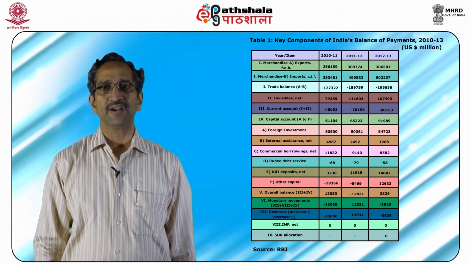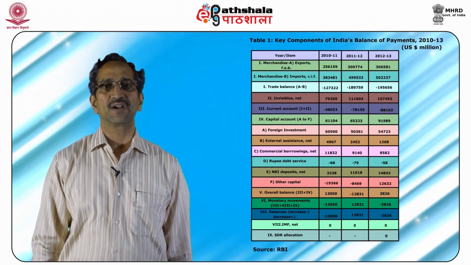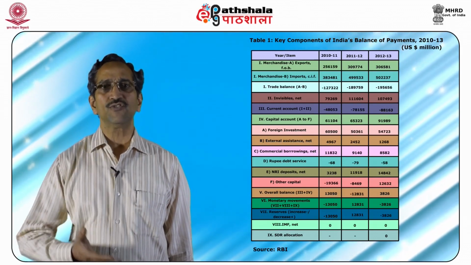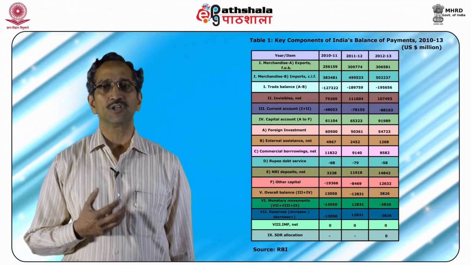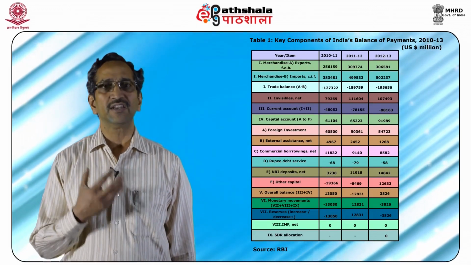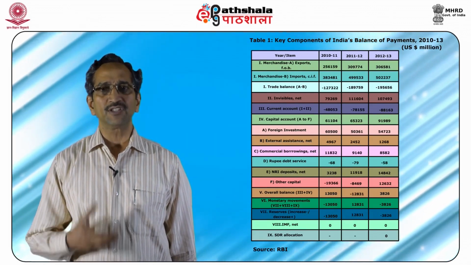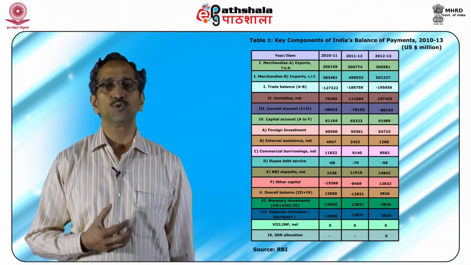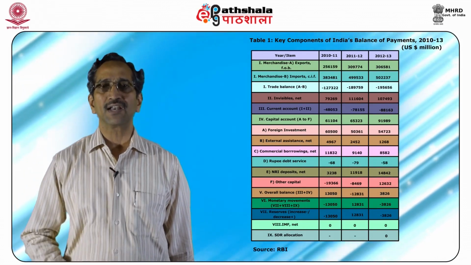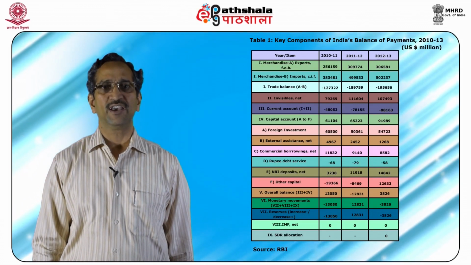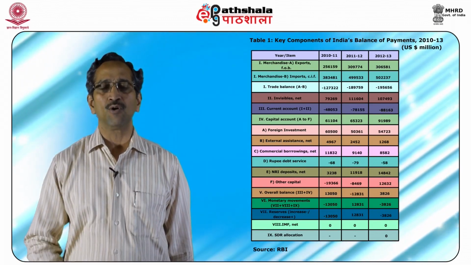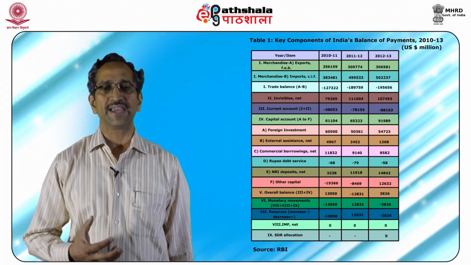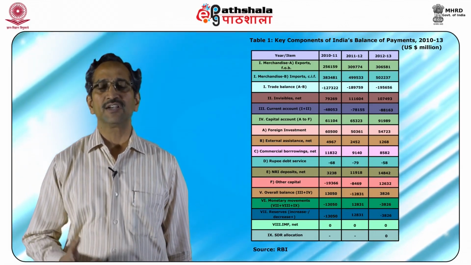The overall balance of payments is the sum of current and capital account, which is item 5 in our table 1. As we can see from this table, it is positive in the years 2010-11 and 2012-13, while it is negative in 2011-12. The positive overall balance has resulted in 2010-11 and 2012-13 as the capital account surplus exceeds the current account deficit. As a result, there is an increase in the foreign exchange reserves by the same amount, which is shown by a negative sign in reserves, which is item 7 in the table.